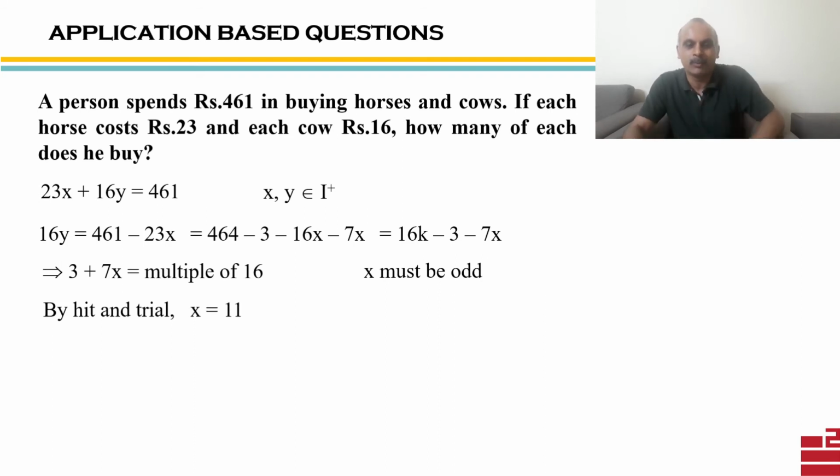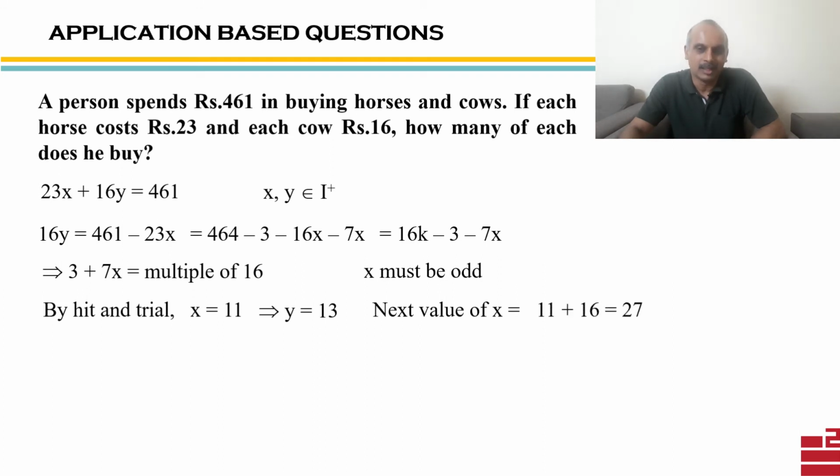So I realize that when x is 11, then my y will be 13, because when x is 11, I get 3 plus 7x as 77 plus 3, which is 80, and that's a multiple of 16. And once I get x as 11, putting it back in the original equation, I will get y as 13. And so, if I now check with the next value of x, I will get 11 plus 16 is 27. Why?